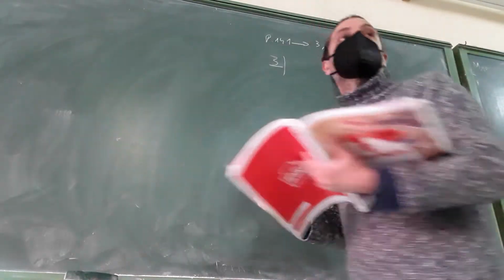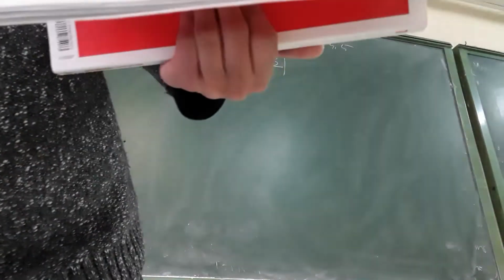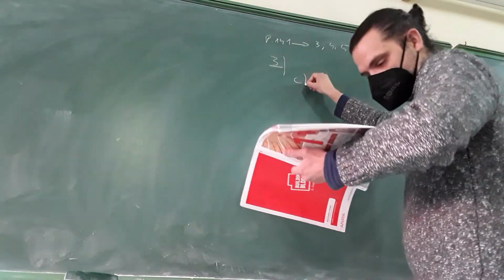Okay, so let's start with number 3. Page 141. Number 3. I think we had already corrected A and B, right? We have, this is what I have in my notes here. A and B were already corrected. So we are going to start with C.